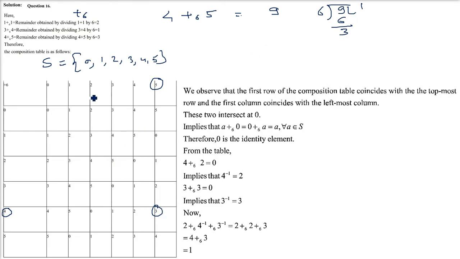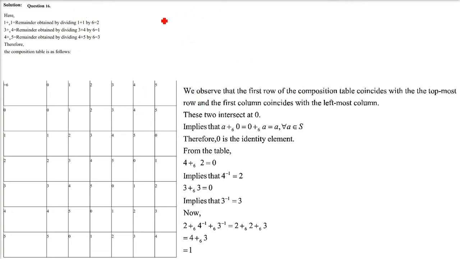The first row and second row are exactly similar. The first column and second column are exactly similar. That means 0 is your identity element. Now the actual value we are going to write is the expression 2 plus 6, 4 inverse plus 6, 3 inverse. So you have to find it using the table.